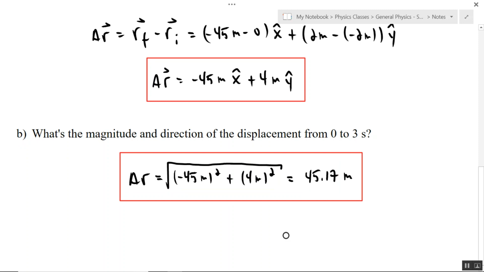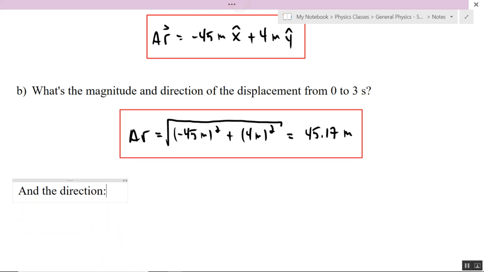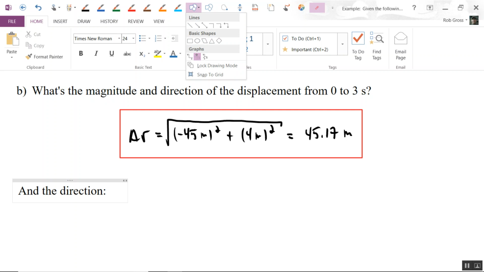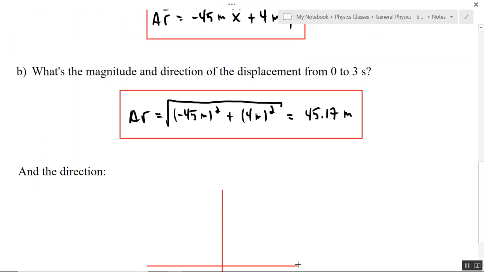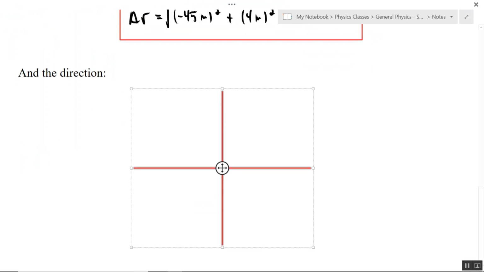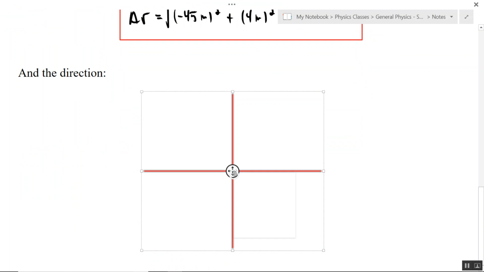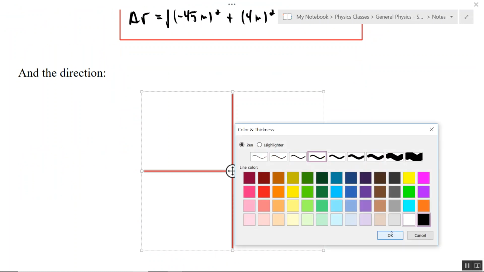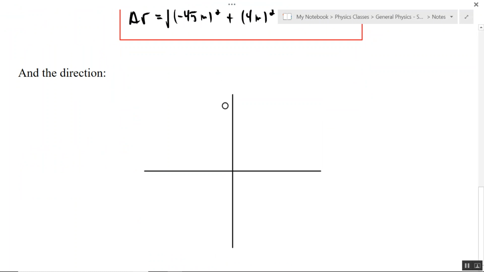All right, so does that make sense? It's just basic vector stuff. Okay, we also have to find the direction. By direction, I mean the angle, right? That's what I mean by direction. So you have to do basically what we did yesterday. You don't have to do this if you're really good with this stuff and you can visualize it in your head. But when we first start doing this, I'm going to do it by sketching it.